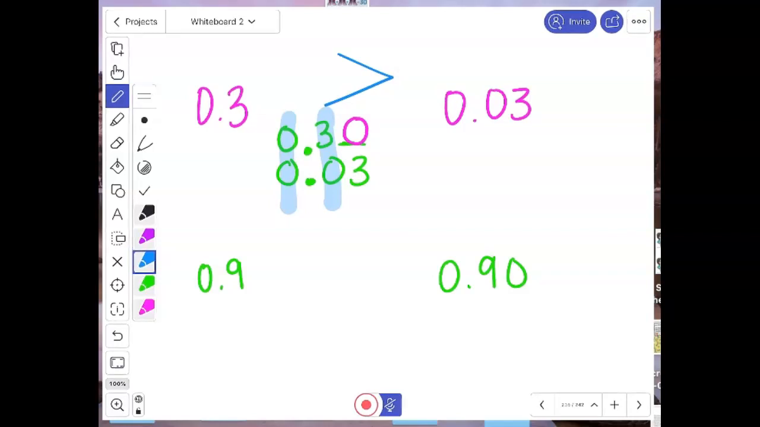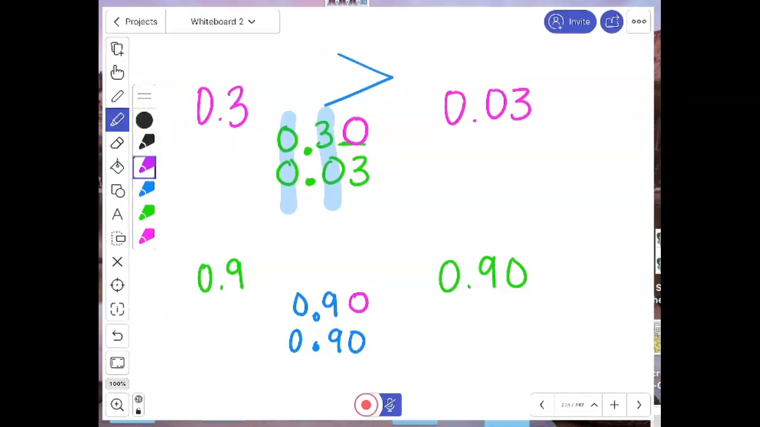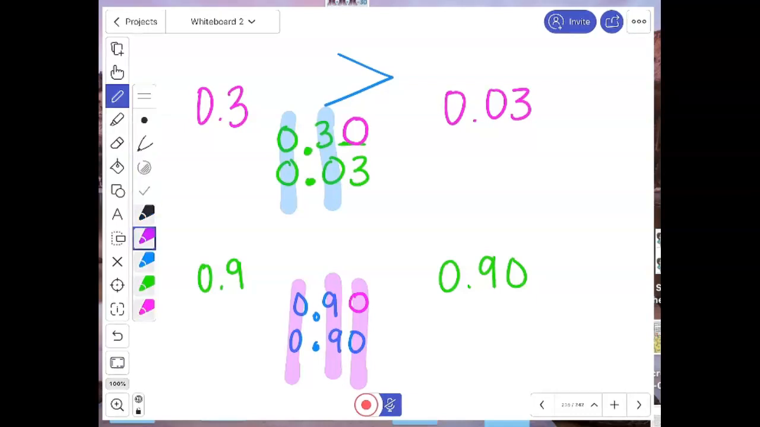Let's look at the next one. First thing I'm going to do is line up decimals. Next thing I'm going to do, fill in the digits. 0 and 9 tenths, 0, 90 hundredths. Step 3, fill it up if I need to so that they are the same. Everything has something to compare to. Now compare. Same, same, same. So that means these numbers are equal. 9/10 and 90/100 are equal. You already knew that though.